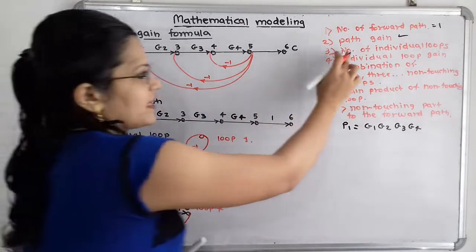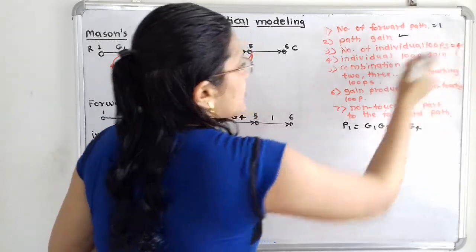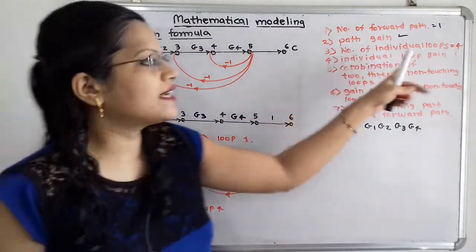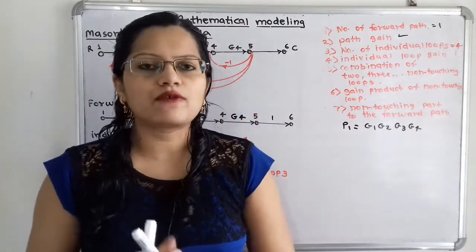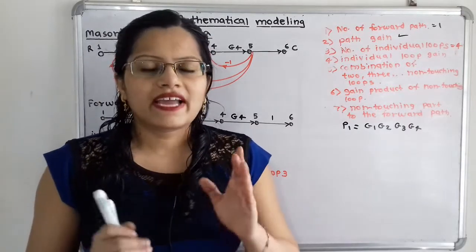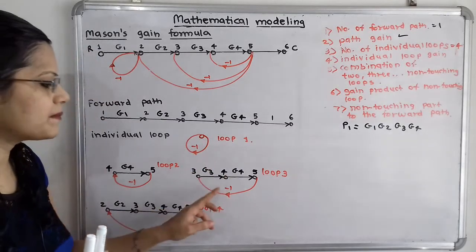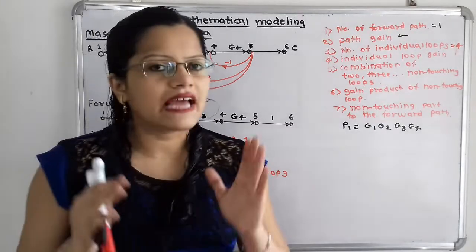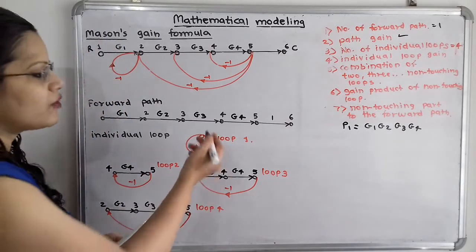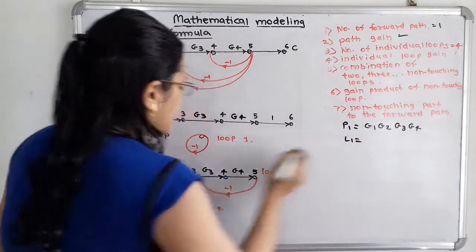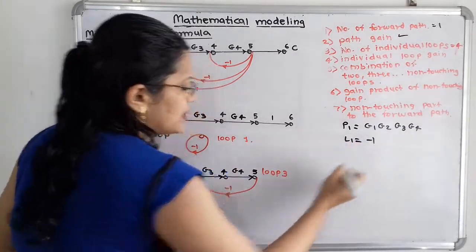So this third point, that is number of individual loops, that is equal to 4. Now next is we have to write individual loop gain. So what is the meaning of loop gain? That means we have to take the product gain for all branches, that is multiplication of gain for all the branches included in that particular loop. So for this loop 1 I will say L1. What is the loop gain L1? It is a self loop and having gain -1. So there is only -1.